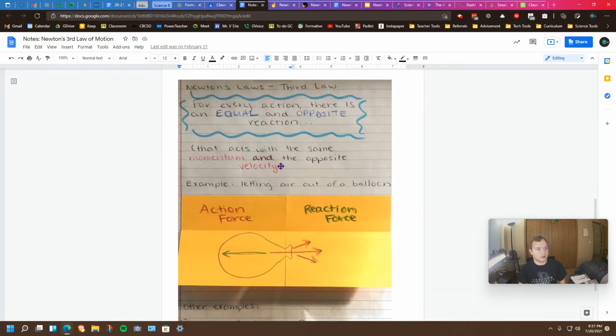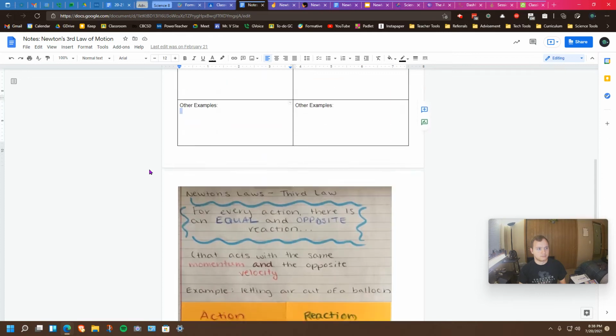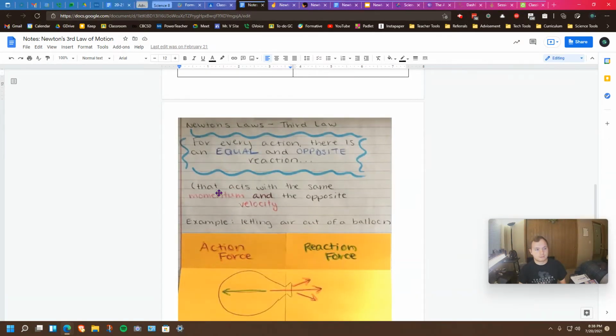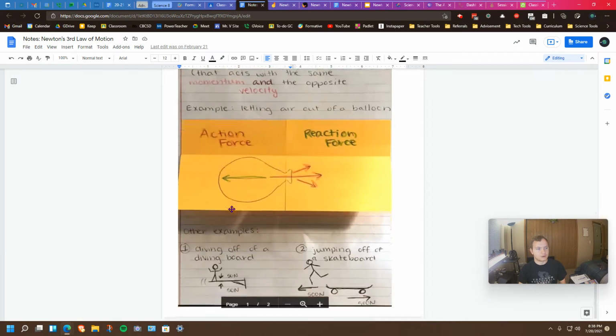If we read the clarification, it says that it acts with the same momentum and in the opposite velocity. That confuses me, but I like the example better. A really good example is a balloon. The action force is the air coming out of the balloon. If I put my finger there and let the air out, I can feel the air coming out. That's an action force. But what direction does the balloon go? It goes the opposite way the air is going. The air goes this way, but the balloon goes the opposite direction. That's because of the reaction force. You can see that in that demo.